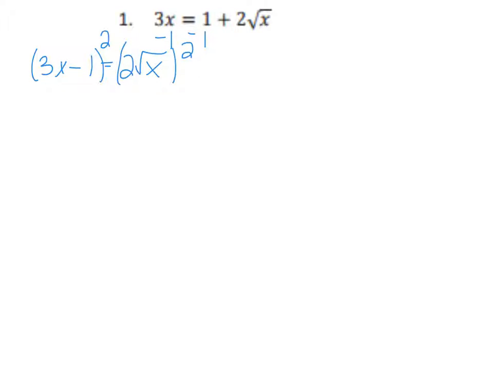So the left side is 3x minus 1, and the whole thing is squared, is going to be equal to, and 2 squared will give you 4. The square root of x squared will be just x. So 4x. And off to the side here, let's complete tabular for that 3x minus 1 squared.